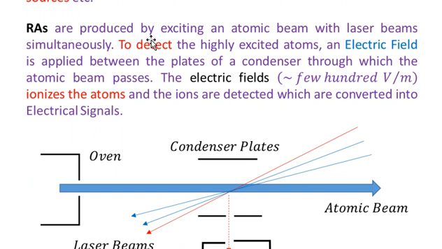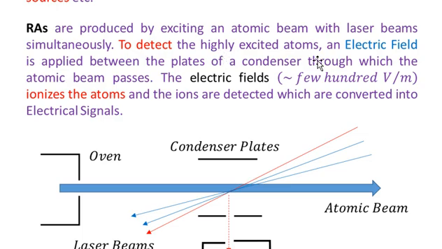Rydberg atoms are produced by exciting an atomic beam with the laser beams simultaneously. So you see that many laser beams could be used to excite the Rydberg atoms to the higher states. Some lasers are used for intermediate excitation, and the other lasers could be used for precision excitations, where you can selectively move the Rydberg atoms to their next excited states.